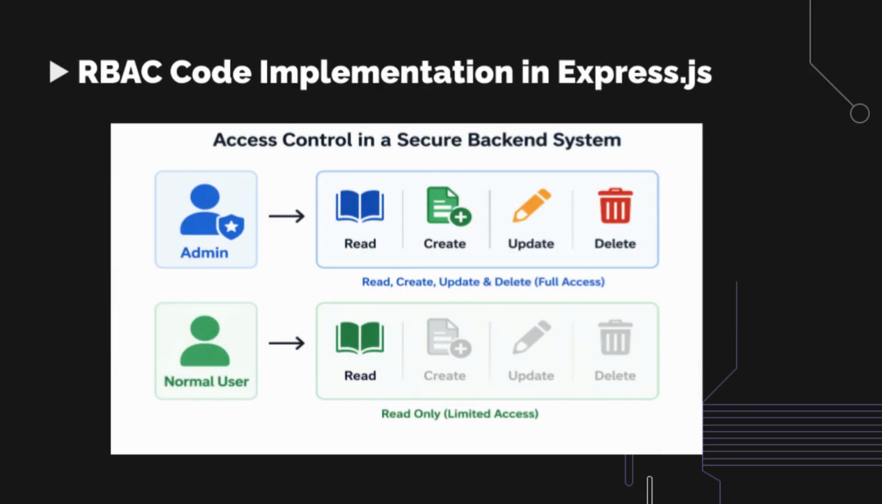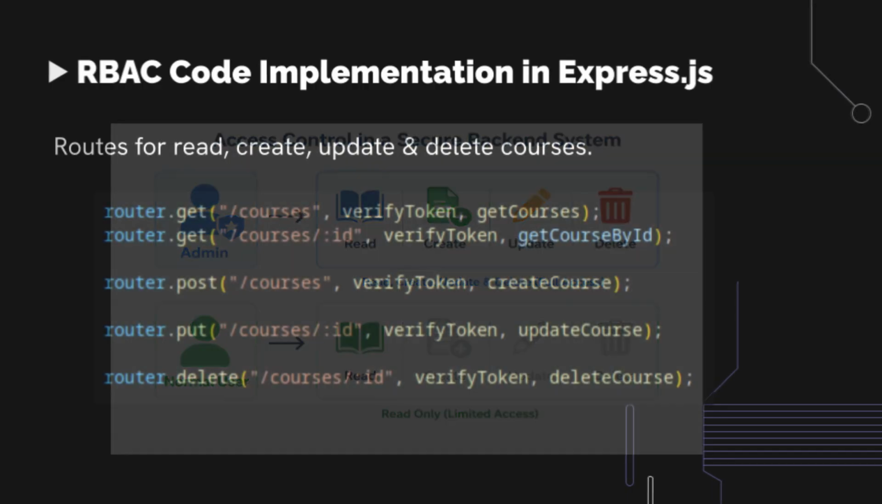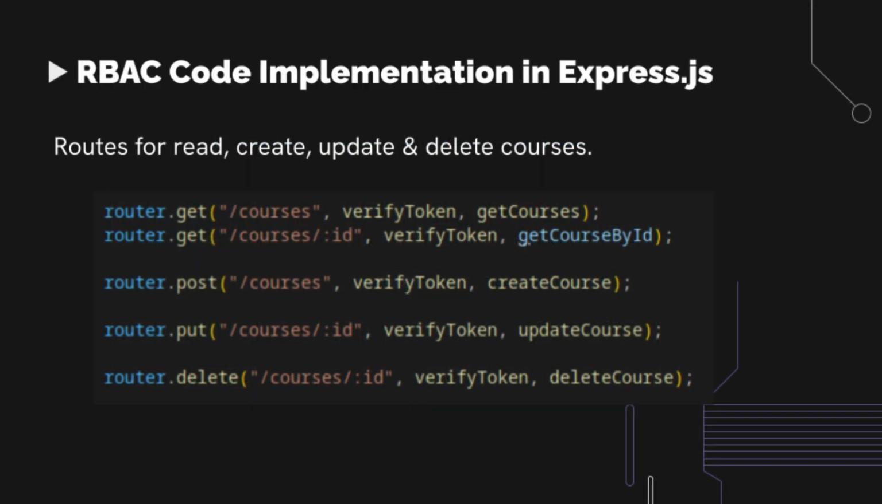Now let's look at a real backend system in which admins are allowed to create, update, and delete courses, while normal users can only read course data. This example will be implemented using Express.js, which is a popular backend framework built on Node.js. In the following code example, you can see the routes responsible for reading, creating, updating, and deleting courses.